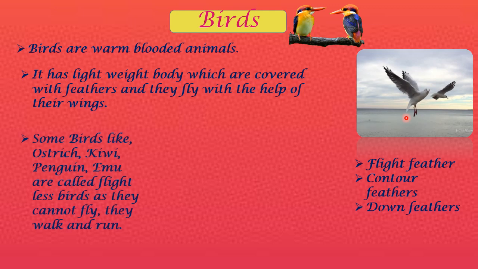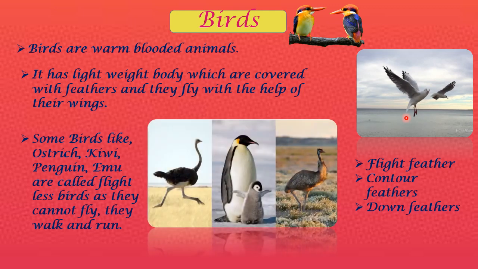And then next, some birds like ostrich, kiwi, penguin, and emu are called flightless birds as they cannot fly. They walk and run. Though they are in the bird category, and they possess feathers, they will not be able to fly. Okay, so these birds are called flightless birds. The ostrich can run very fast. And then the penguin, see, it will just walk. It is very funny to watch the penguin walking, right? Have you seen that? Yes.